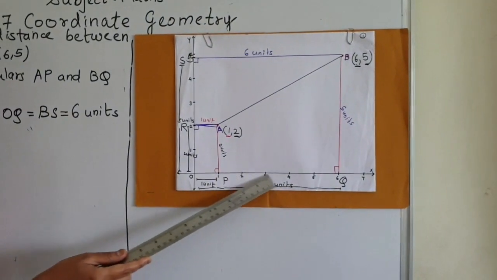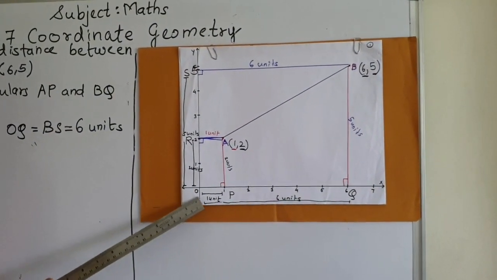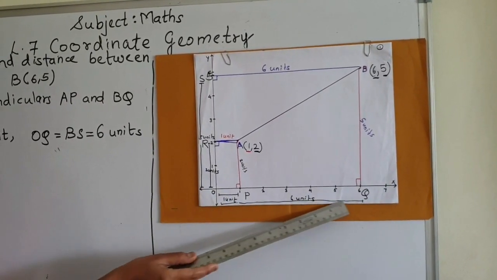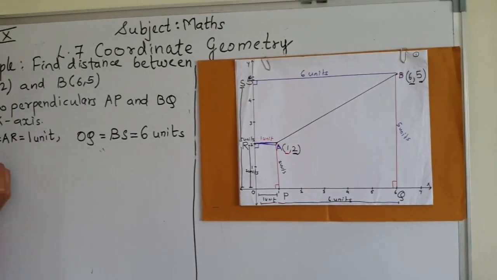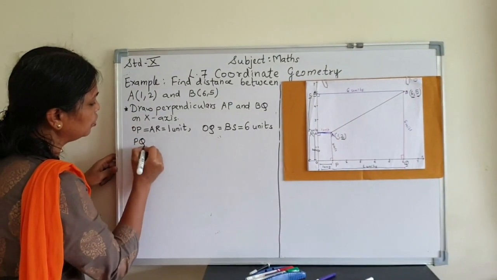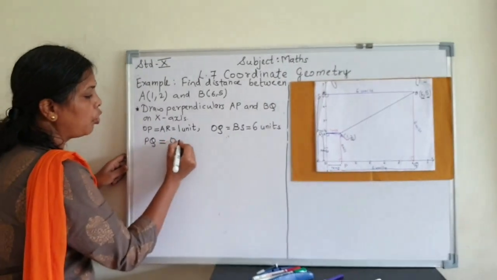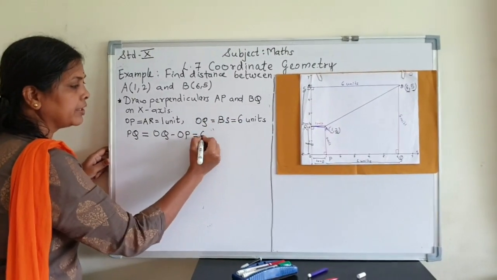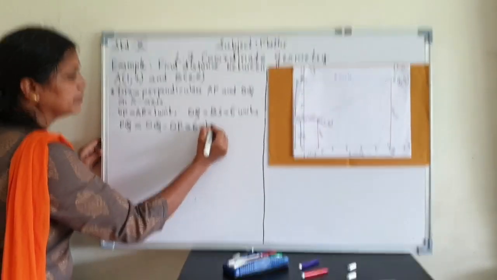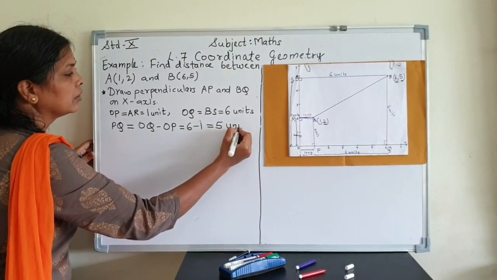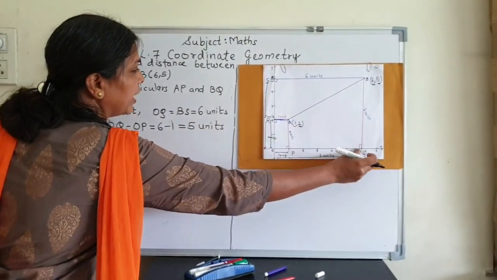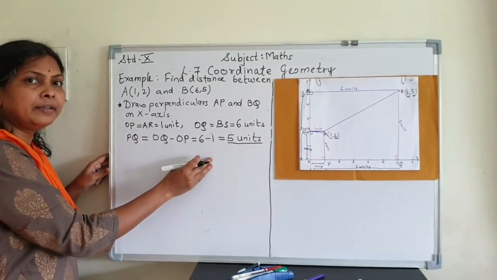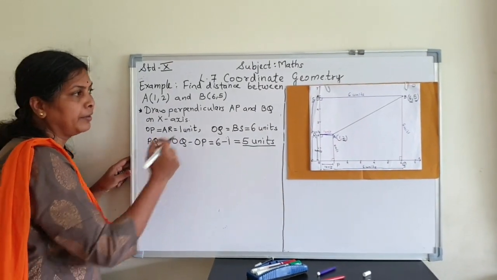This distance PQ, simple, that is deduct OP from OQ. So this is how we get the distance PQ is equal to OQ minus OP. Now what is OQ? 6 units. What is OP? 1 unit. So the distance PQ we get as 5 units. Did you understand?